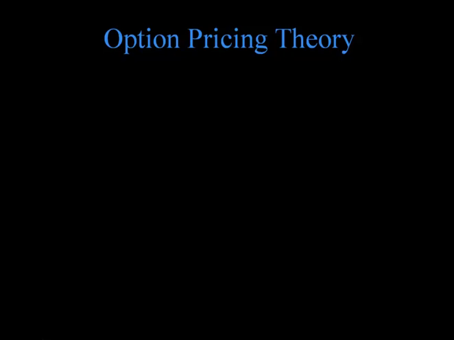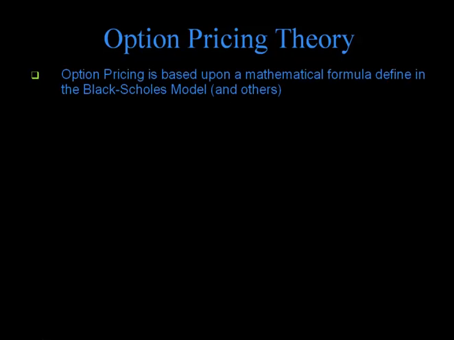Let's talk a little bit about option pricing theory here. Option pricing is based on a mathematical formula, as defined in the Black-Scholes model. There are other models that are out there, but just understand that whichever model you use, they're going to create a price for an option that's within pennies of each other. I typically use the Black-Scholes model, but it doesn't really matter. Again, the pricing is very close.